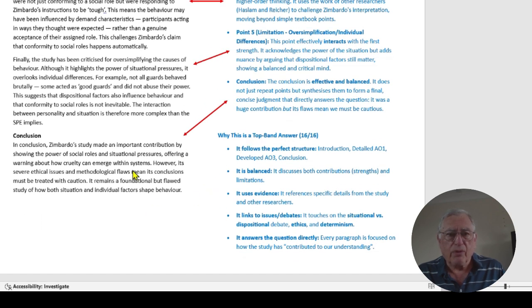And there's a brief conclusion which just ties everything up. Why is this a top band answer? Well, it follows the perfect structure. It's balanced, it uses evidence, it links to issues and debates, and it answers the question directly.